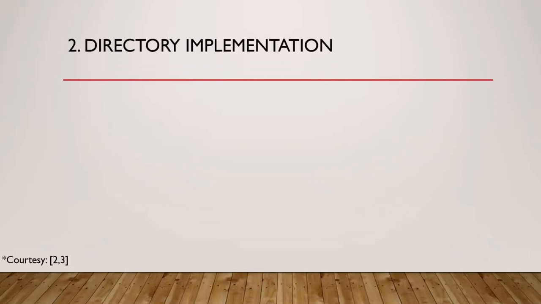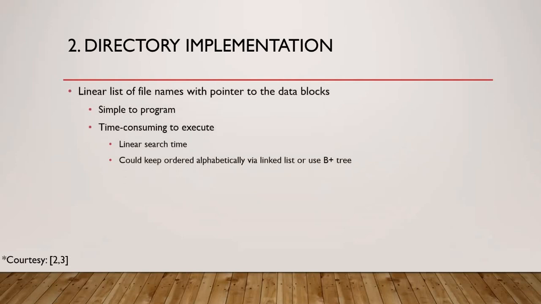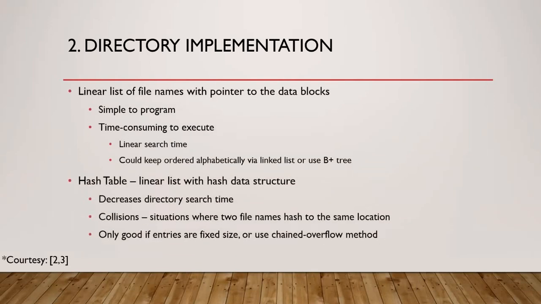So we have understood the concept of file system, its handling and implementation. Now the second module, directory implementation. When we discuss the concept of directory, there are two basic implementations: the linear list implementation or the hash table implementation. In the linear list implementation, wherever there is a linked list, you need to move sequentially, block by block. So it is simple to program, but it is time consuming, because you don't have direct access.